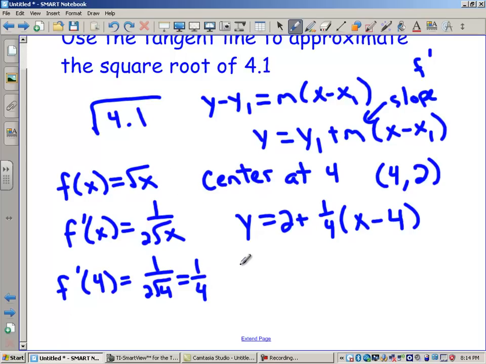And I'm going to give this a fancy notation. I'm not going to call it y. I'm going to call it T of x. T stands for the tangent line approximation. T of x equals 2 plus 1/4 times x minus 4.